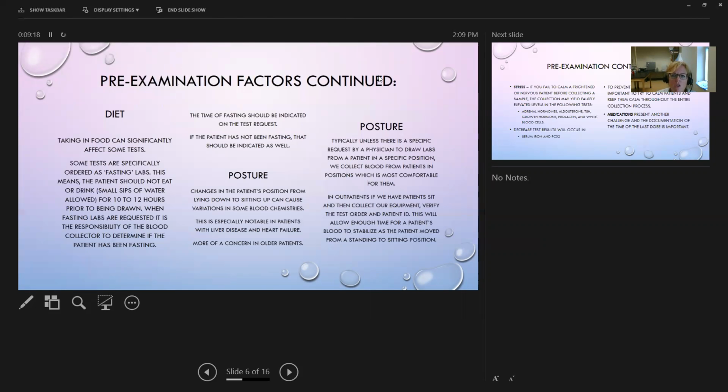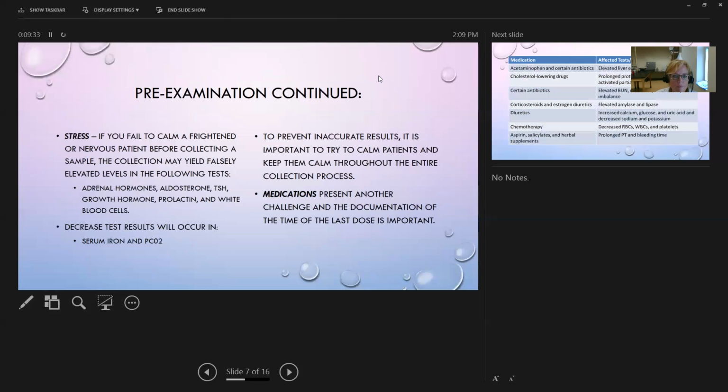The other thing about posture is be cognizant of people standing up and sitting down or lying down if they have a tendency to faint. So we want to keep them sitting down or draw them in a lying down position.